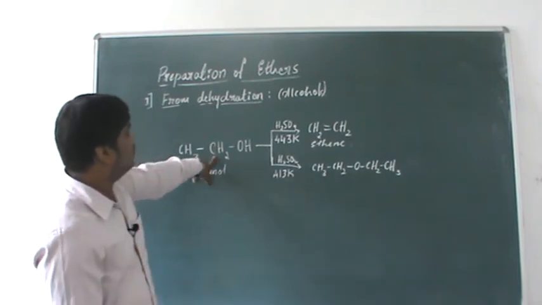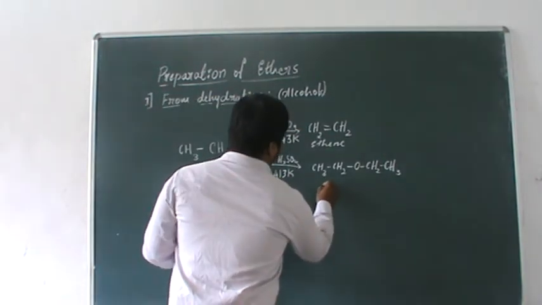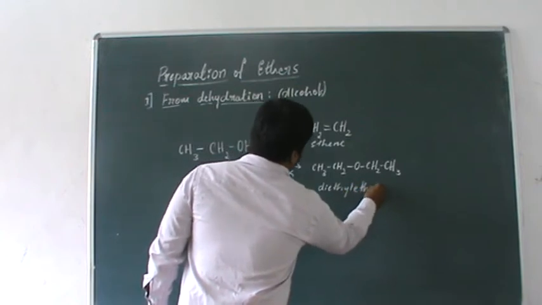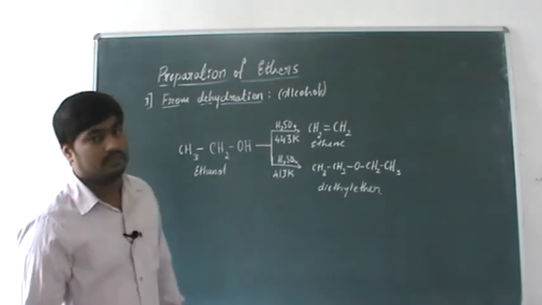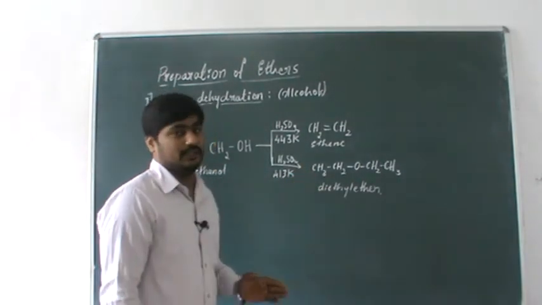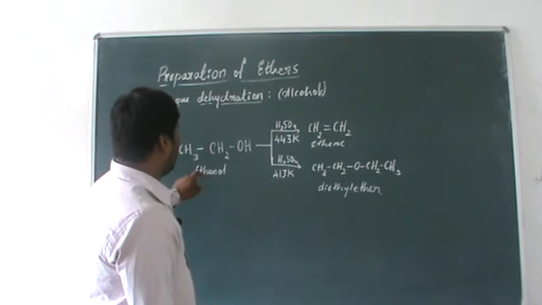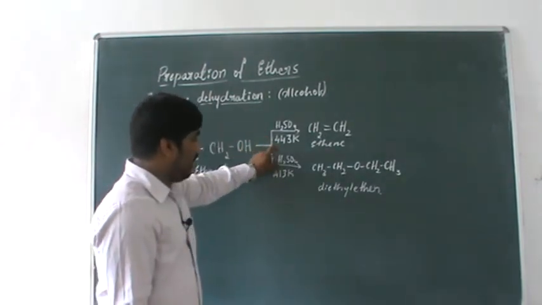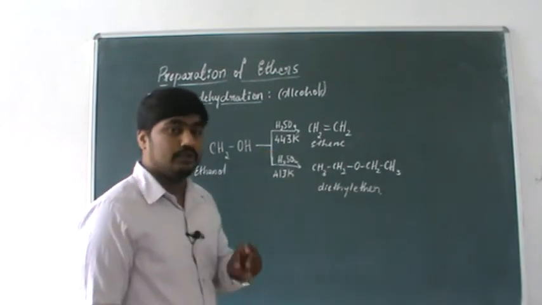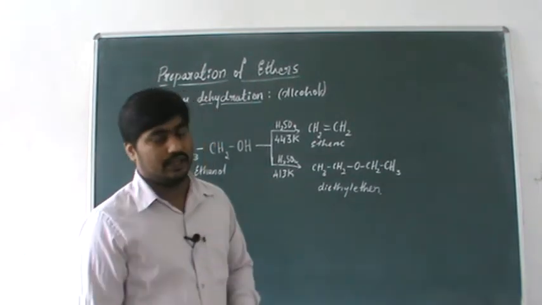What is the alkyl part? Yes, it is ethyl. Diethyl ether is produced. This is the mechanism. This is the process of preparation of ether. Alcohols are subjected to dehydration using the dehydrating agent sulfuric acid at around 413 Kelvin that produces the corresponding dialkyl ether.